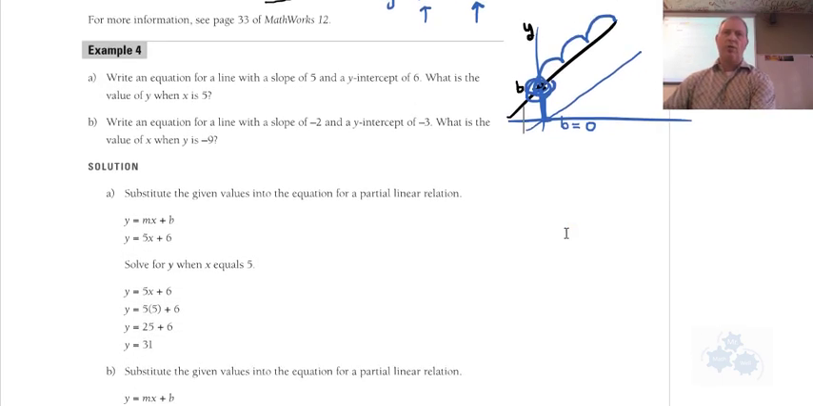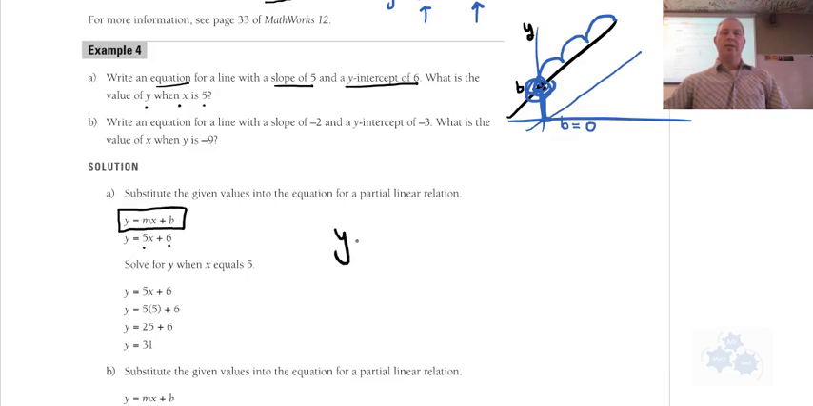Let's take a look at example 4 real quick and see what type of question they're asking here. Write an equation for a line with a slope of 5 and a y-intercept of 6. And what is the value of y when x is 5? So there's two parts here. So remember, we're starting off with this very important equation here, y equals mx plus b. The m is the slope, we know that, and now we've learned that the b is the y-intercept. So if you simply substitute values in there, you get y equals 5x plus 6. Let me write that a little bit bigger. There's your slope, and here's your y-intercept, positive 6.